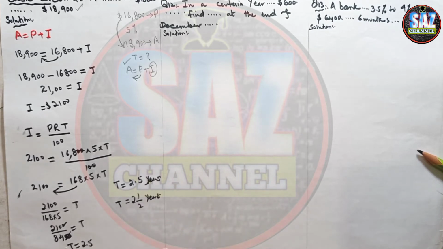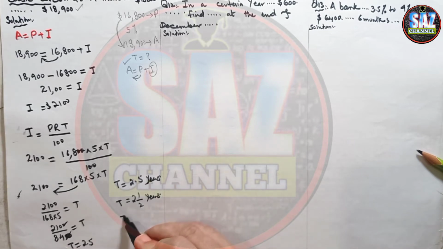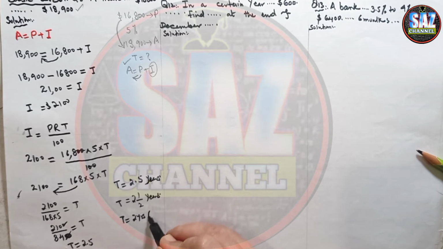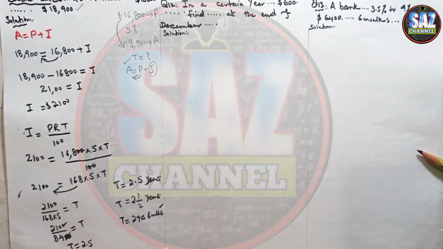So it means that in 2.5 years the investment of 16,800 will become 18,900 at the rate of 5% simple interest. Or you can further write the time, if you want to, as 2 years and 6 months. It's your choice how you give the answer.